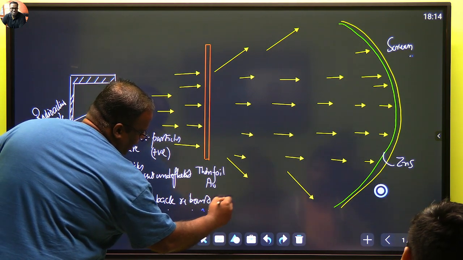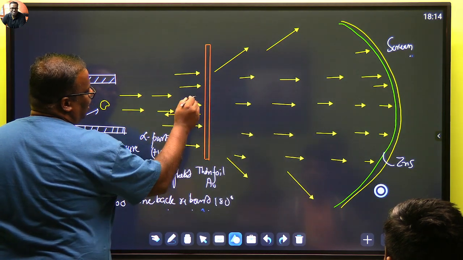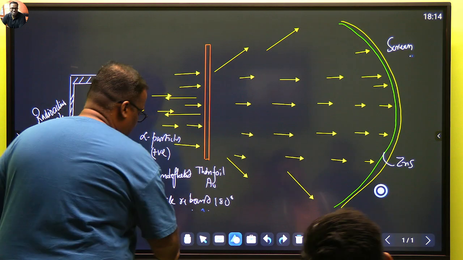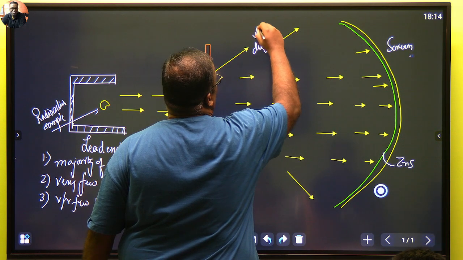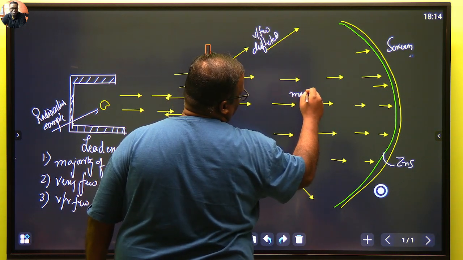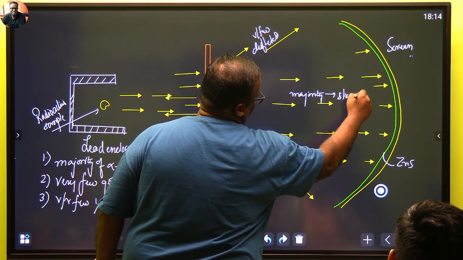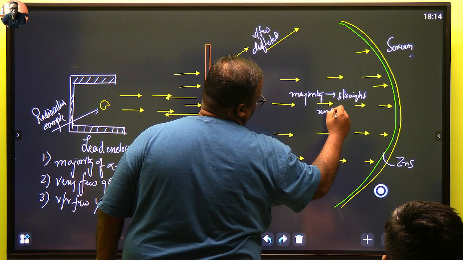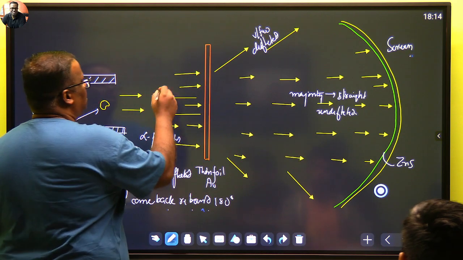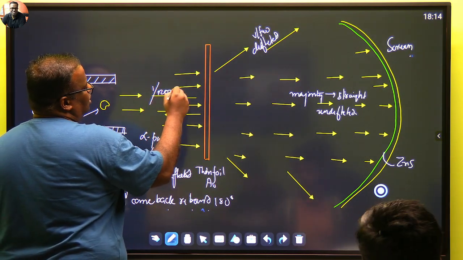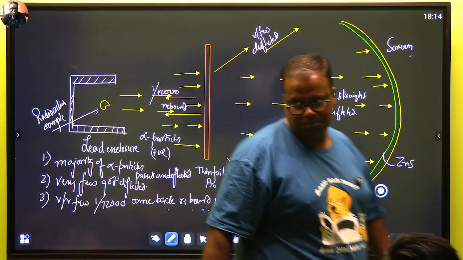Rebound means it came back 180 degrees, reversed. Okay? Very few, 1 out of 1,000. Children, have you understood this? These are the ones which are deflected. Very few. These are the majority, the majority that went straight. Straight means undeflected. And 1 out of 12,000 rebounded here. Very interesting story. But this was the finding.